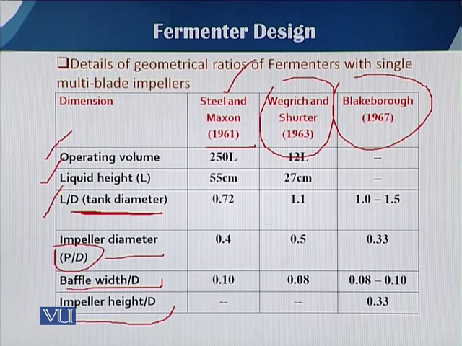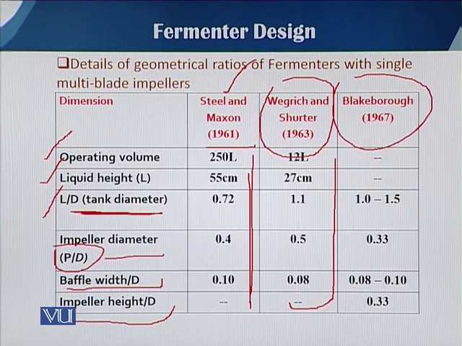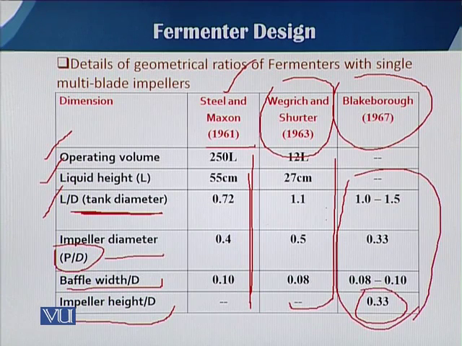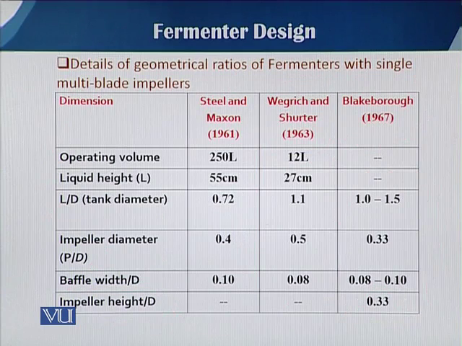Suppose we want to design a 300 liter fermenter. Keeping in mind the dimensions given by Steele and Maxson 1961, we can follow these lines. If we want to design a fermenter with a single impeller following Wagerich and Shelton, then we can use these. The Blackborough model is very critical because it has given the impeller height to D ratio, which is 0.33. So by using the geometrical ratios, we can design any fermenter having a single impeller.